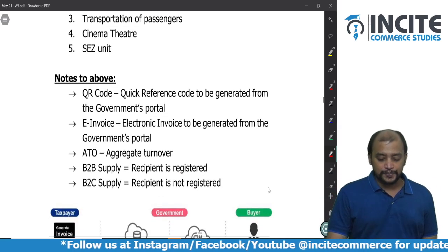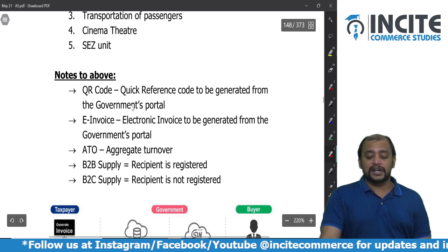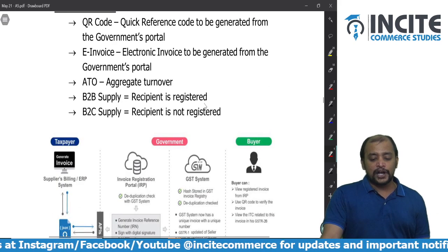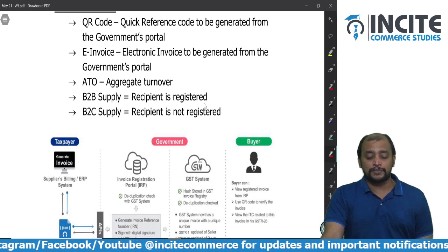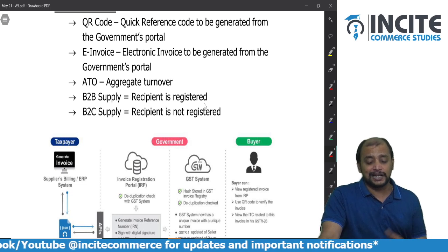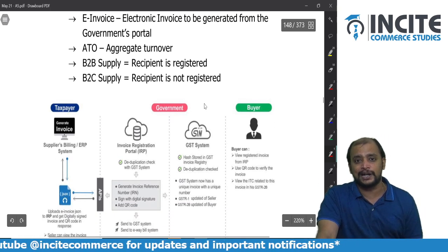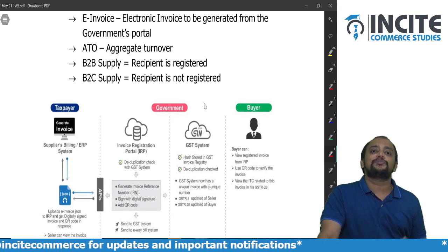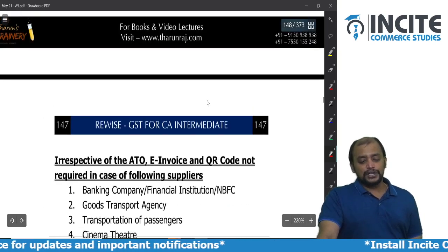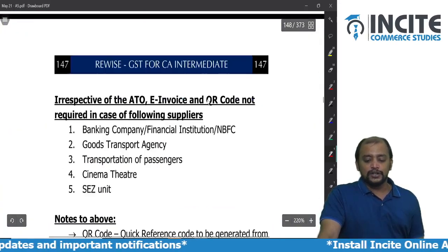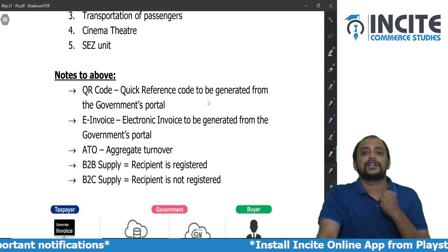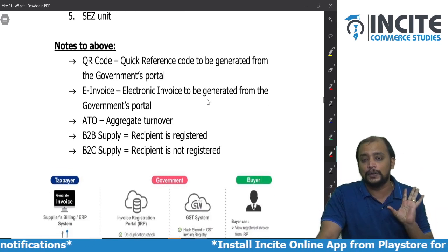Okay, then what is QR code? Quick reference code to be generated from the government's portal. E-invoice, electronic invoice, to be generated from the government's portal. What is aggregate turnover? ATO means aggregate turnover. B2B, B2C, you can understand. B2B is where the recipient is registered. B2C means the recipient is not registered. So these two pages of information, please remember, this is an amendment. I expect a question from this in this attempt. Definitely you will be getting it.